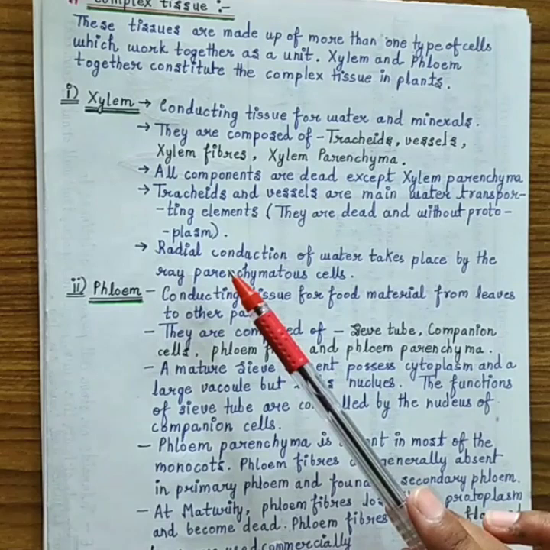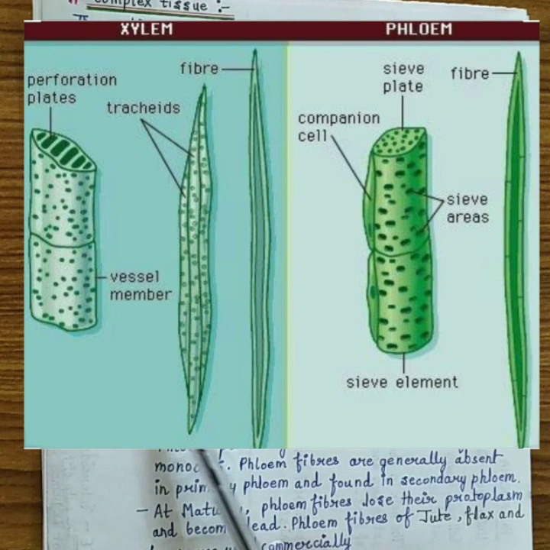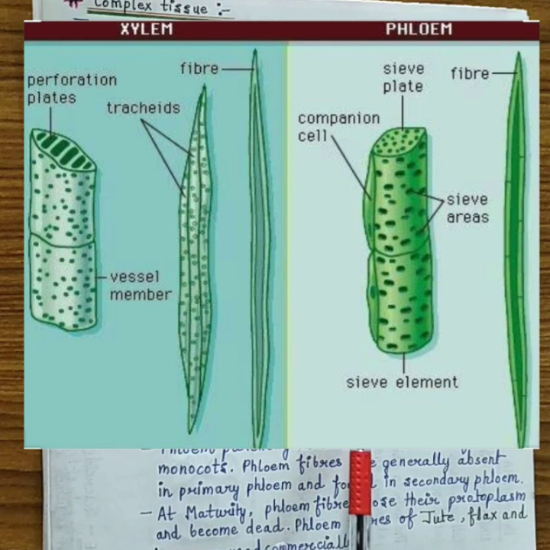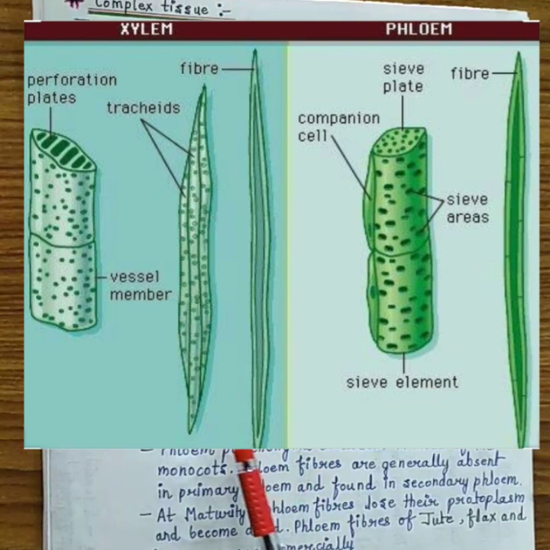Now coming to phloem. Phloem is the conducting tissue for food material that is synthesized in the leaves, and from the leaves it is transported to the other parts of the plant. Phloem is made up of sieve tubes, companion cells, phloem fibers and phloem parenchyma. A mature sieve element possesses cytoplasm and a large vacuole, but it lacks a nucleus.